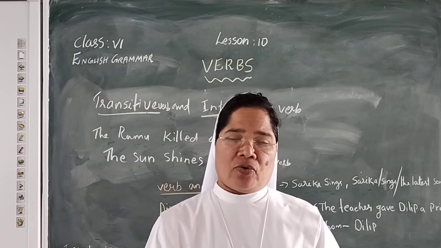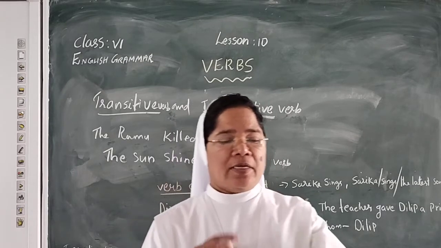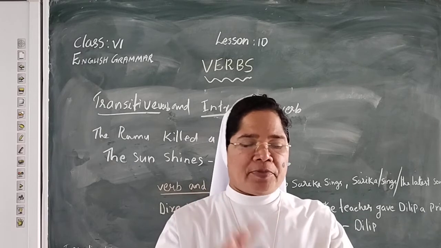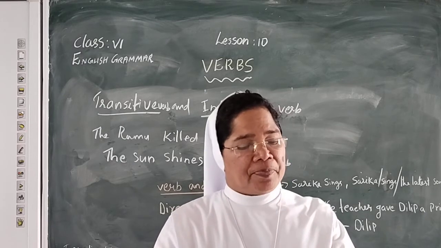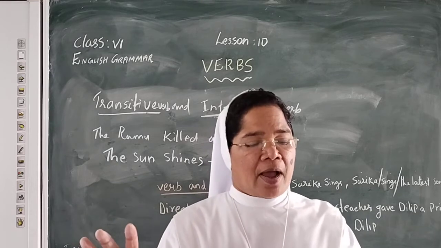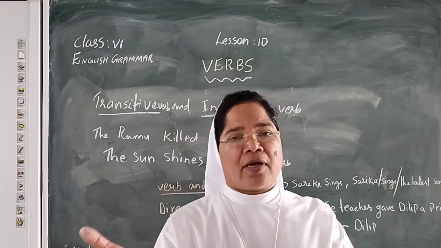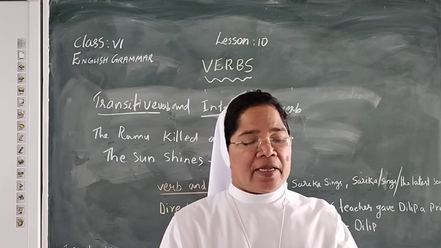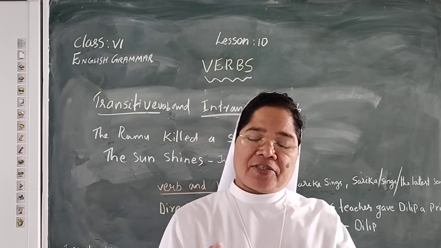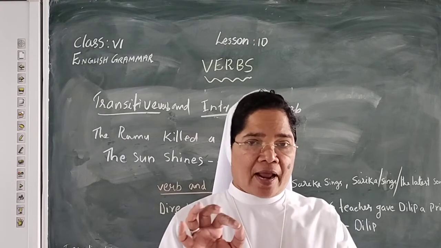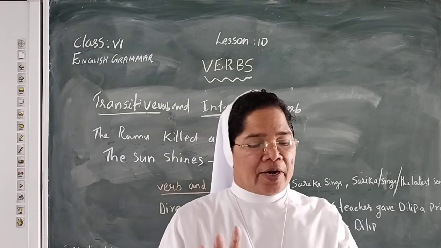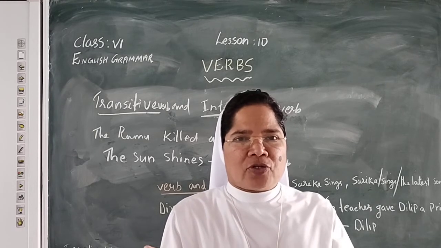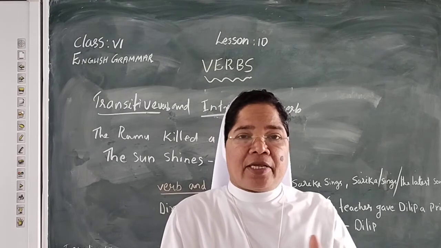Now, we ate mangoes. We is the subject, ate the verb, mangoes the object. That sentence we can say is transitive. The child looked happy. Intransitive. My sister eats rice. The transitive verb. The dog barked. To whom? There is no object. That is an intransitive verb.